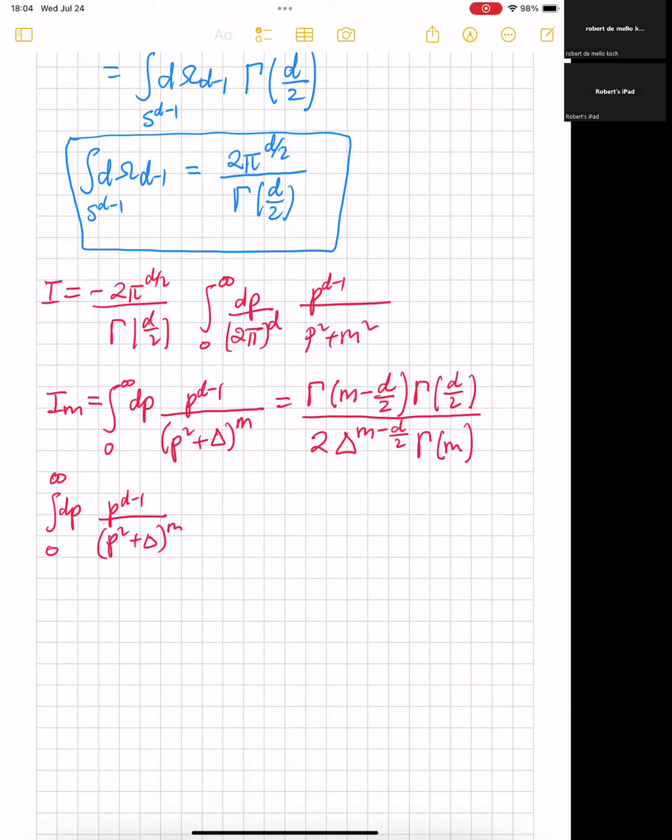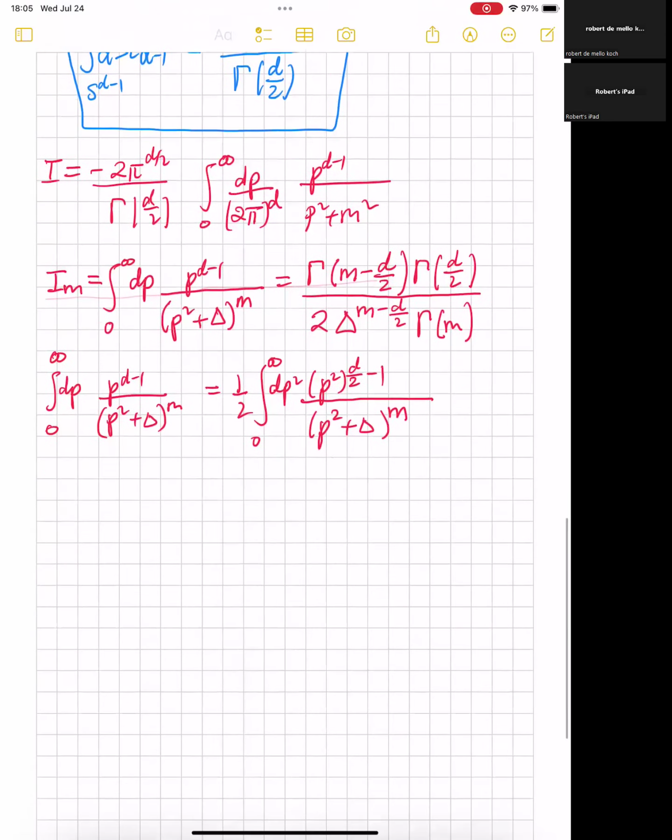First step, make a trivial change of variables. We'll have 1/2 dp squared from 0 to infinity. So we're just changing from p to p squared. Then we'll have p squared to the d over 2 minus 1. Now, the reason it's minus 1 and not minus 1 over 2 is that there's also a 1 over p that we need to include from the measure. So do the change of variables carefully. What I've written here is correct. You might think I've made a mistake. I didn't. Okay, good. So that's the integral that we want to do.